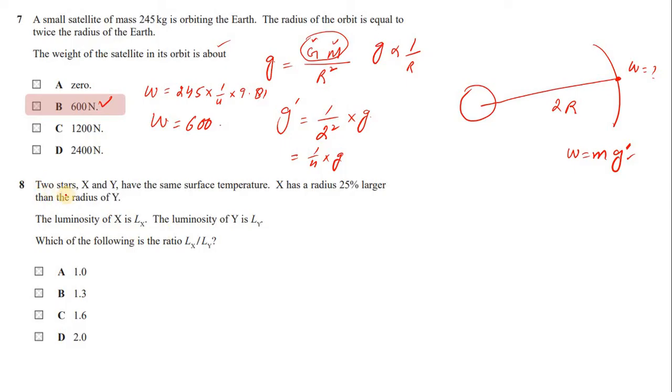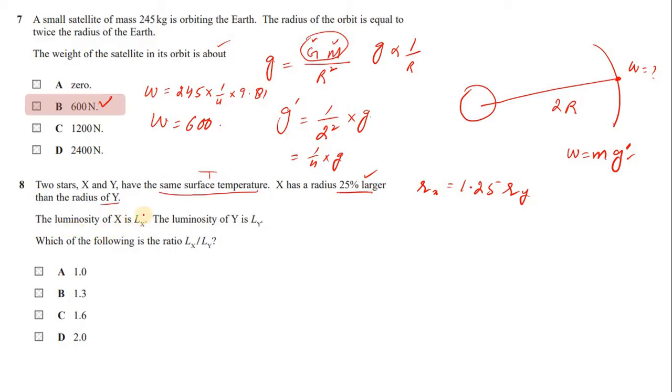Question number 8. Two stars X and Y have the same surface temperature, so T is the same. X has a radius 25% larger than the radius of Y. So Rx is equal to 1.25 times the radius of Y.